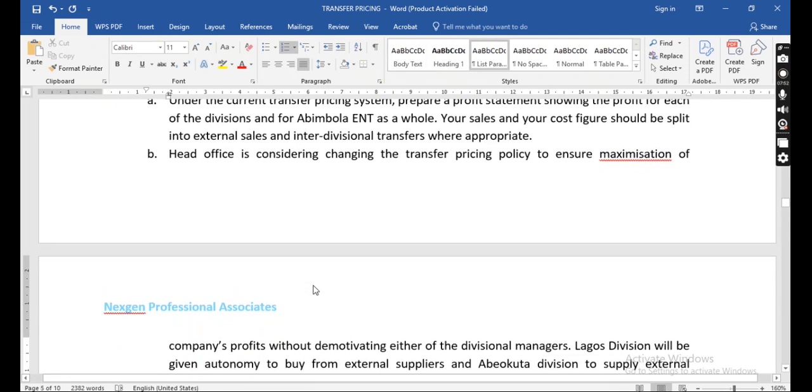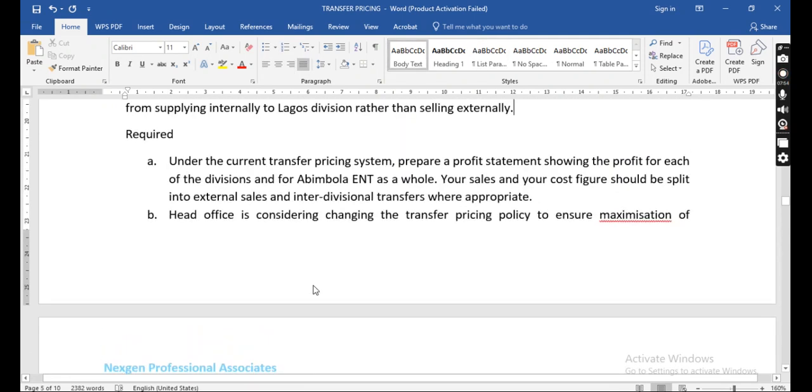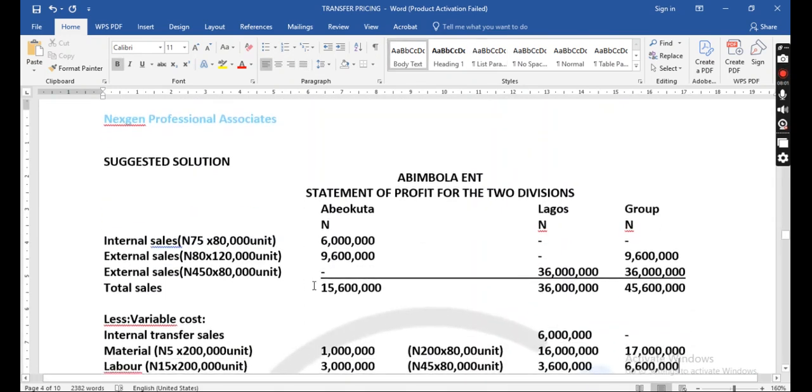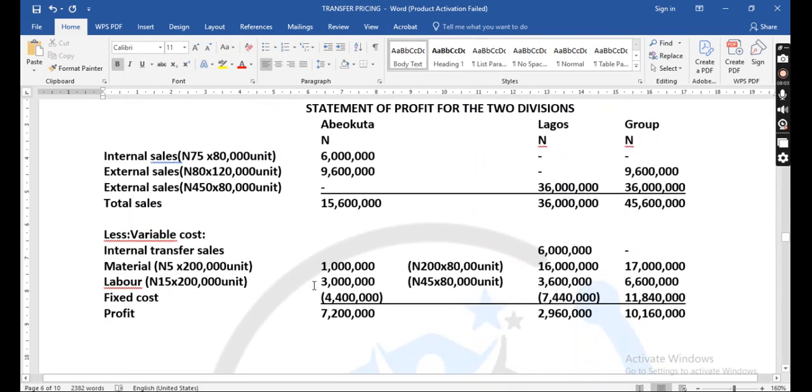Class, this is the A part of this question. I need to confirm if you really understand this. Question, do you understand? I'm speaking for myself, I understand. That's a very good one.